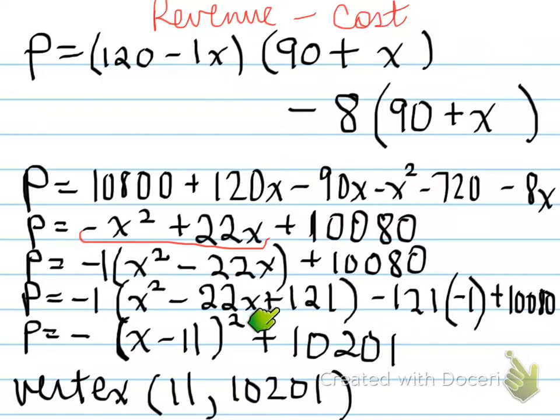Complete the square for this, so factor it, we get x minus 11 all squared, and then we simplify these values here to give us 10,201. So our vertex is 11 and 10,201. What does that mean? What does this vertex imply?